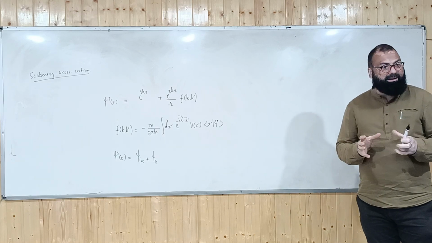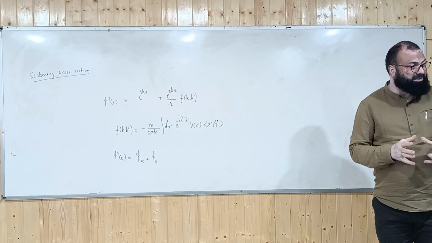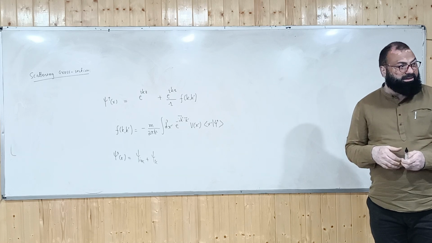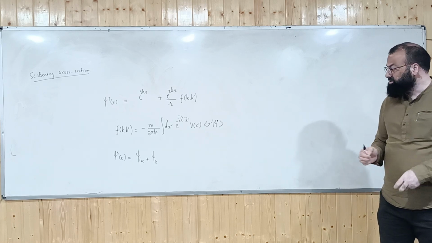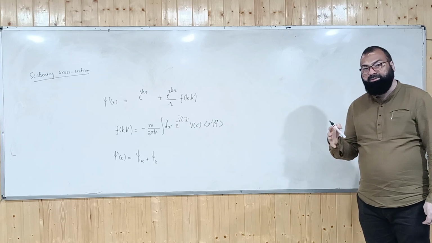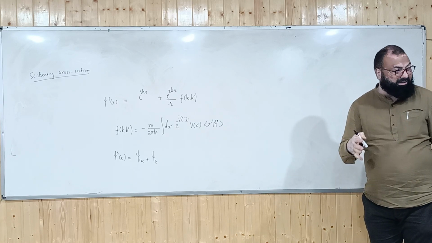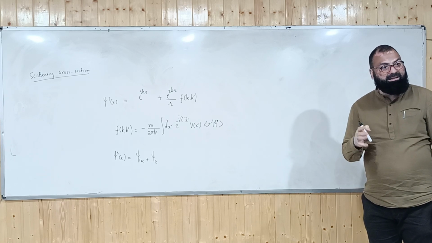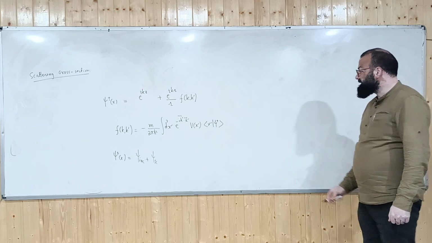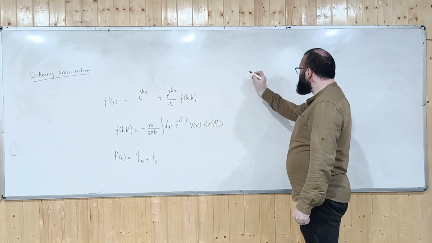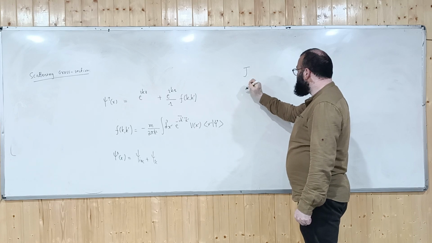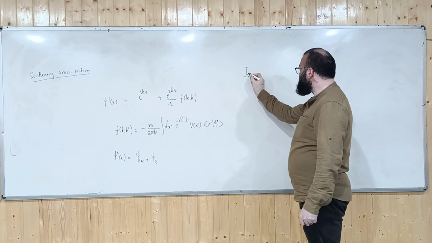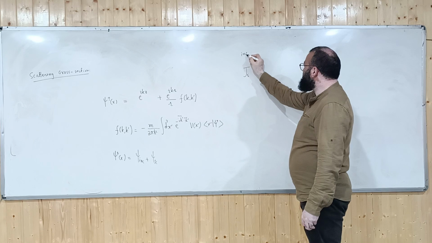For calculating the differential scattering cross section, what do I need to calculate? The ratio of the outgoing flux to the incoming flux. For that, to calculate the outgoing flux, I need the outgoing current density. Similarly, to calculate the incoming flux, I need the incoming current density. So let's calculate the incoming current density. I'll use J_i, meaning the incoming current density.